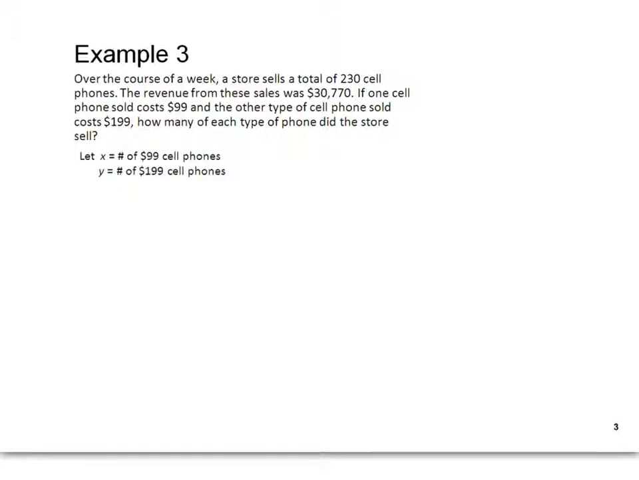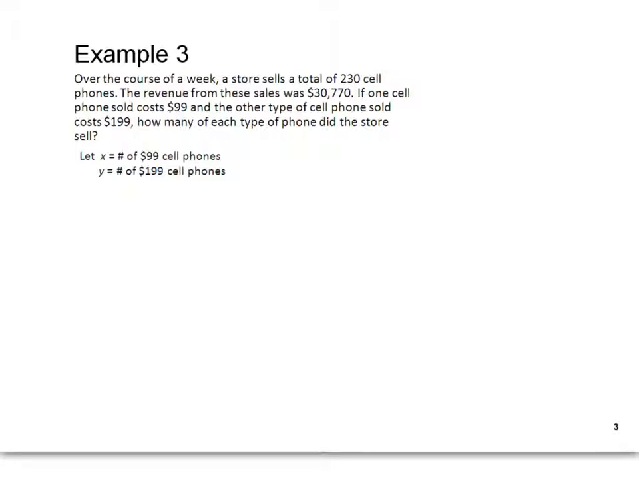Example 3. Over the course of a week, a store sells a total of 230 cell phones. The revenue from these sales was $30,770. If one cell phone sold cost $99 and the other type of cell phone sold cost $199, how many of each type of phone did the store sell?